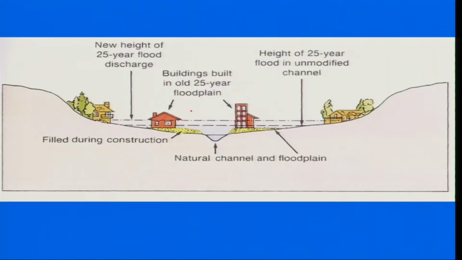This is an example which shows that the areas close to the banks were occupied by fill during construction. So, first you had the natural channel, and then the height of the 25-year flood in the unmodified channel. After this area was occupied, buildings were built in the old 25-year floodplain. You occupied this because you never experienced a flood during the last 25 years, thinking it a safe place, but the discharge has gone up. So, these are the new heights of the discharge after 25 years. And then we keep on crying that we have been affected by flooding events.